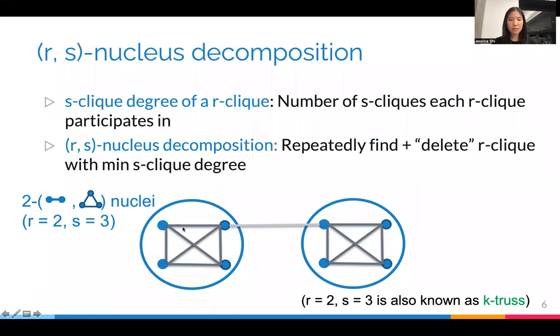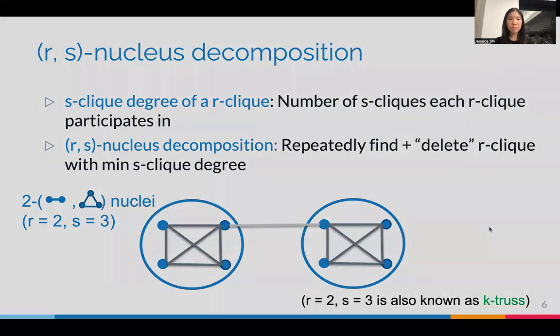Now, each of these dark gray edges participates in exactly 2 triangles each, and this light gray edge participates in no triangles. So in the decomposition process, we would first remove this light gray edge, and that would reveal these 2 2-3 nuclei where each edge participates in exactly 2 triangles each. And I'll note that for the case of R equals 2 and S equals 3, this problem is also known as k-truss. Also, I'll note that the S-clique peeling process doesn't actually reveal these 2 disconnected cores because every vertex participates in exactly 3 triangles each. So the entire graph is within a 3-triangle core, and we don't get any further information from the triangle peeling process.